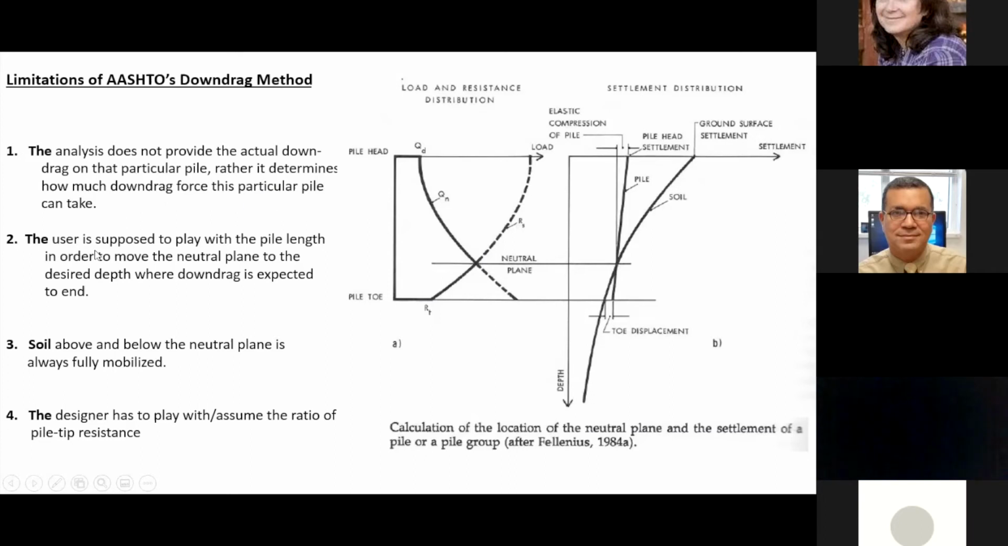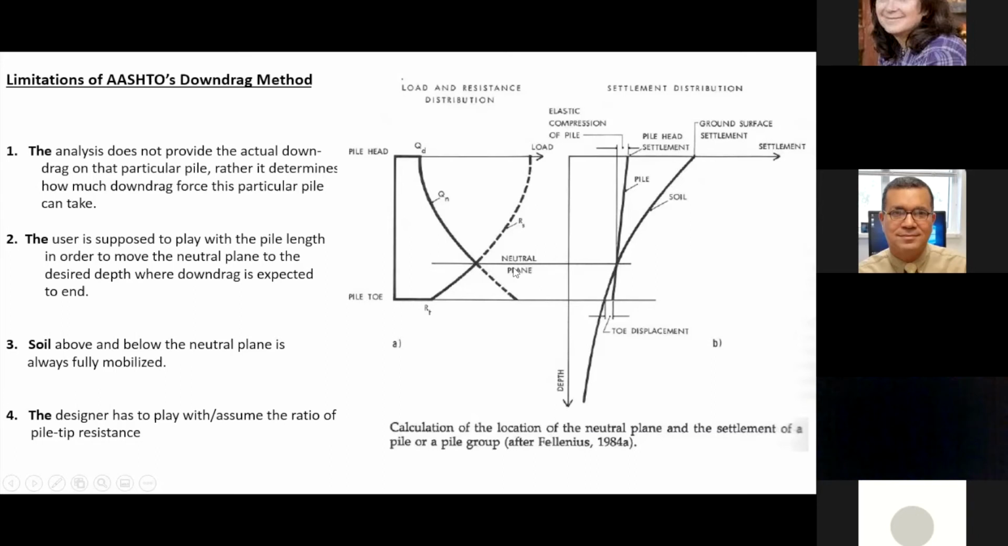Second limitation, the user is supposed to play with the pile length in order to move the neutral plane to the desired depth. What does it mean? That the location of the neutral plane is going to change based on the length of the pile. So it's going to move up and down based on the length of the pile. And as a designer, I assume, of course, the length of the pile to meet my requirements.